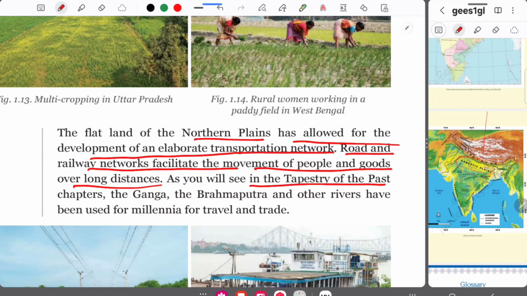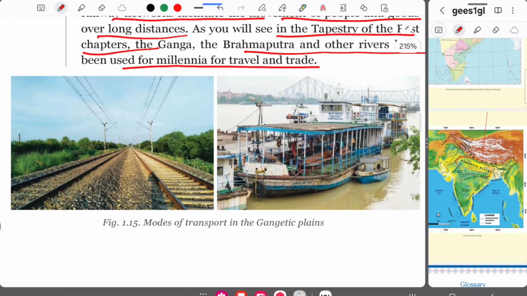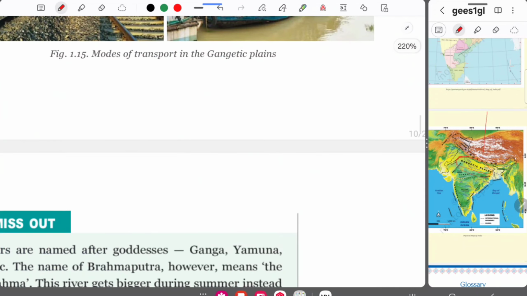As you will see in the tapestry of the past chapter, the Ganga, the Brahmaputra and other rivers have been used for millennia for travel and trade. So in your history section, we will see that the rivers Ganga and Brahmaputra have been used throughout history for travel and trading purposes. In that chapter we will understand more about how transportation and trading used to take place during those times. So here again two modes of transportation are here, one is the railway line and another is the waterway, in this Gangetic plain.